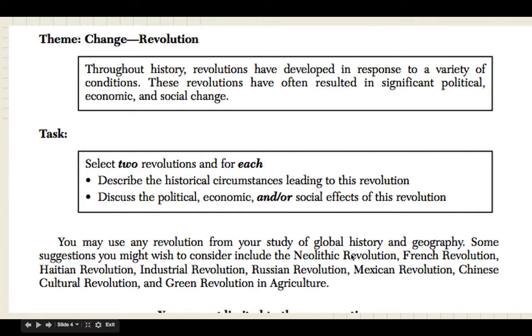Okay, so here are your choices: Neolithic Rev, French Revolution, Haitian Revolution, which is also part of the Latin American revolutions, Industrial Rev, Russian Revolution, Mexican Revolution, Chinese Cultural Revolution, and Green Revolution agriculture. I don't think we spent any time on the Mexican Revolution. The Green Revolution is about using technology to produce more food.